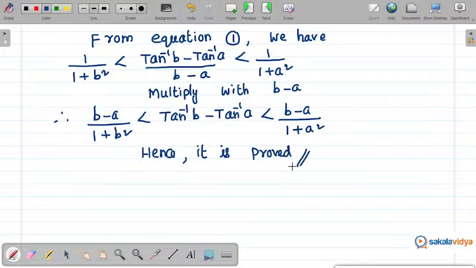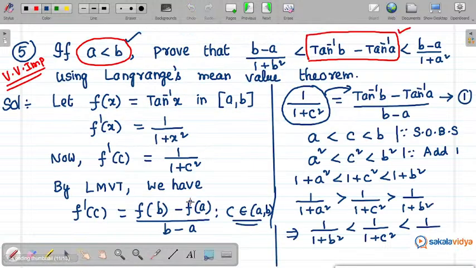An application of Lagrange's mean value theorem. Once again, go back and check how you proved this one. In that, two more sub-questions will be there, and we are going to discuss that also.